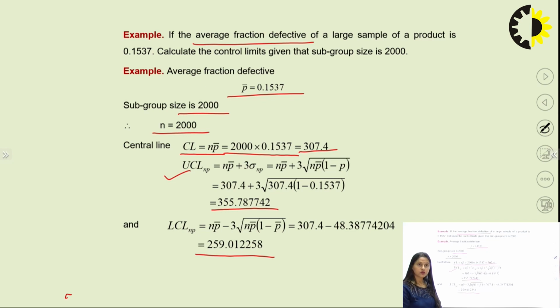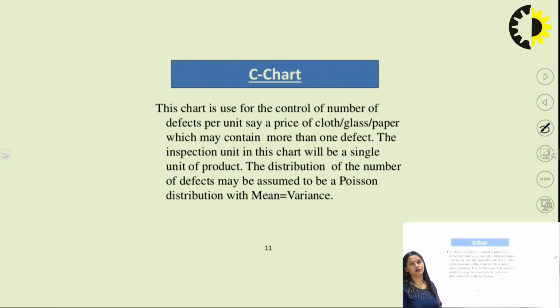I hope you understood the NP chart very well. Please solve questions and check whether you are able to solve them or not. So we have discussed P chart and NP chart till now, and now we have to discuss the C chart.